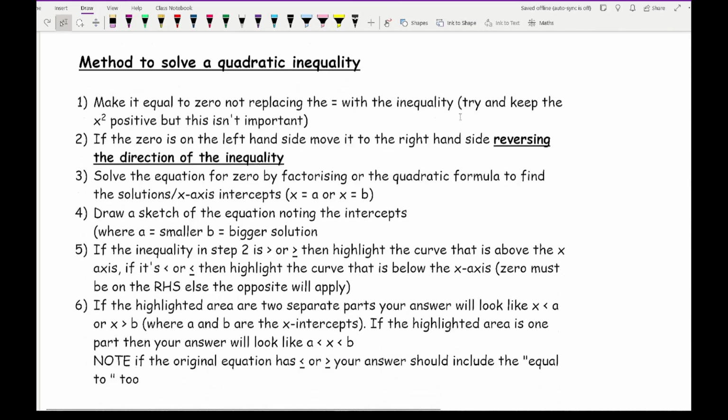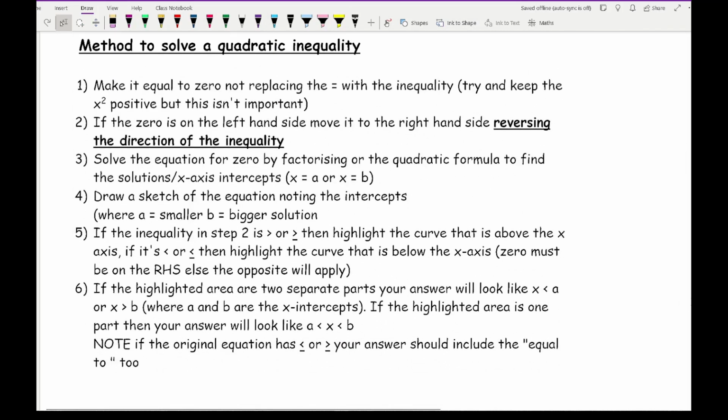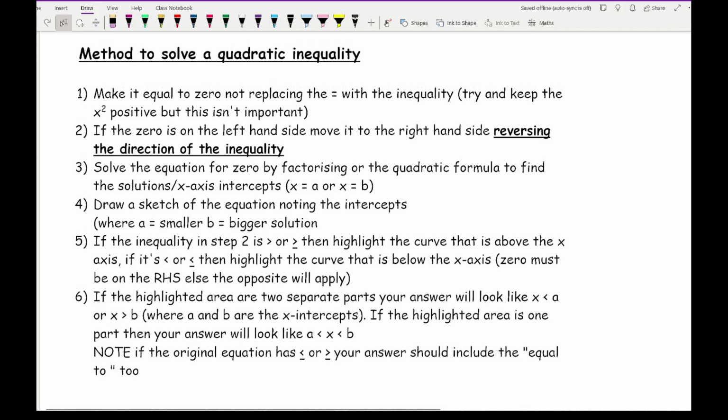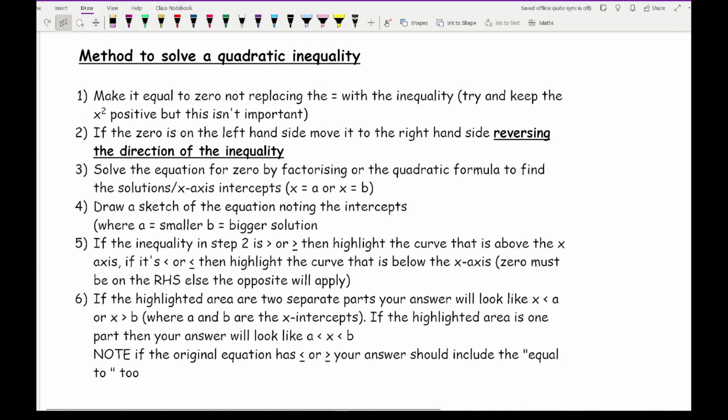So now let's have a look at the method to solve quadratic inequalities. Now, I would say that most of these questions do not carry 6 marks, but depending on the type of question and whereabouts it is and how many marks are available, you may have to do something to do with each of these steps. As I've said, with the lower marks some of these steps will be done for you, but it's just worth checking.